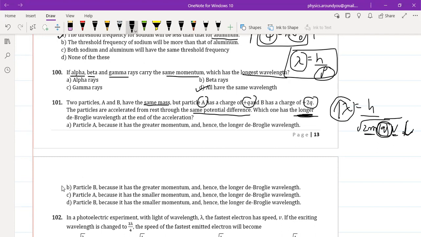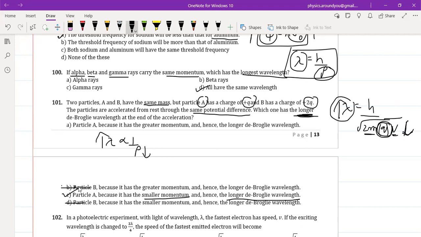I can eliminate B and D because they say particle B has a longer de Broglie wavelength. Now between A and C, how to make sense? Lambda is inversely proportional to p. So if p is less, then lambda is more. Particle A has a smaller momentum and hence a longer de Broglie wavelength. So the correct option for 101 is C.